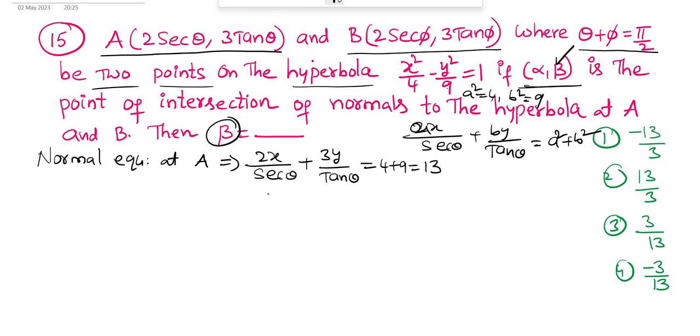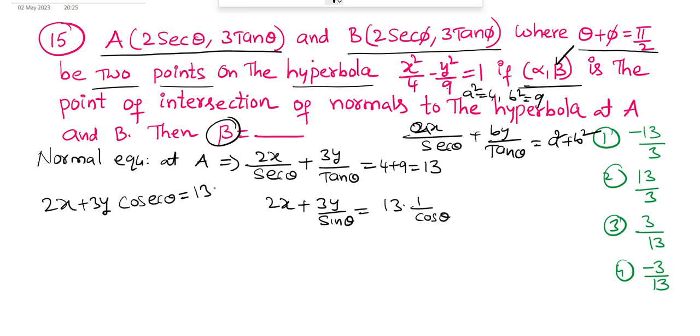This is written as secant theta is 1 by cos theta. This is 2x plus 3y by sin theta, because tan theta is sin theta by cos theta, is equal to 13 into 1 by cos theta. So taking 1 by cos theta common on this side, from this, 2x plus 3y cosec theta is equal to 13 secant theta. This is the normal equation at A.